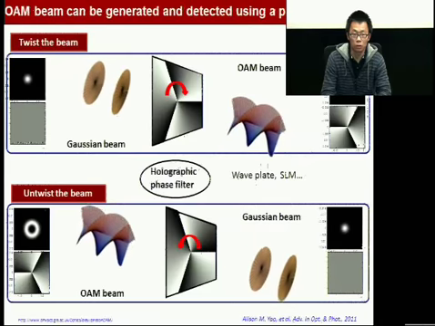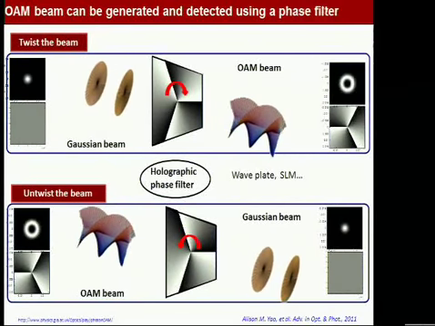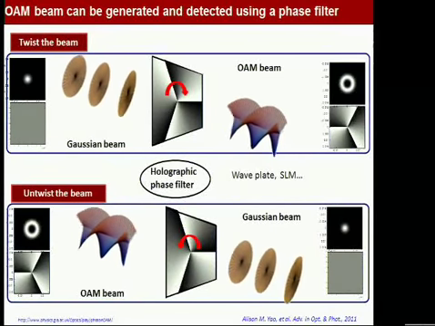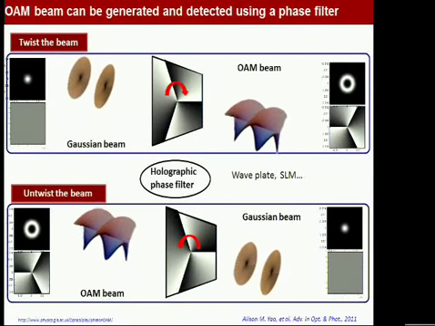So for the generation and the detection, we can simply use a phase filter to convert a Gaussian beam into an OAM beam. And on the other hand, we can use an inverted phase filter to convert the OAM beam back into the Gaussian beam.